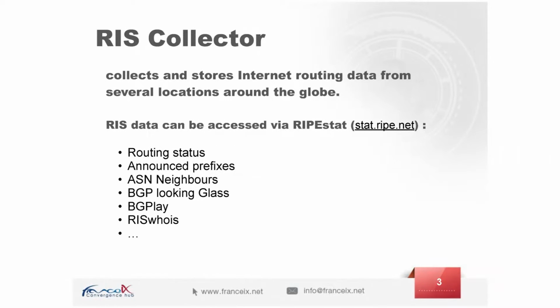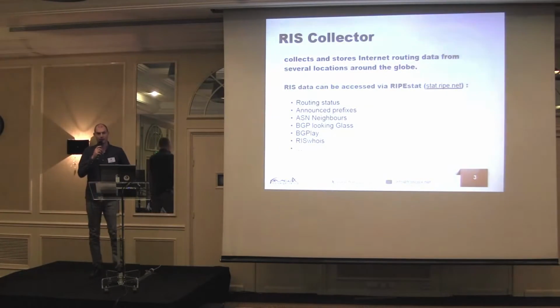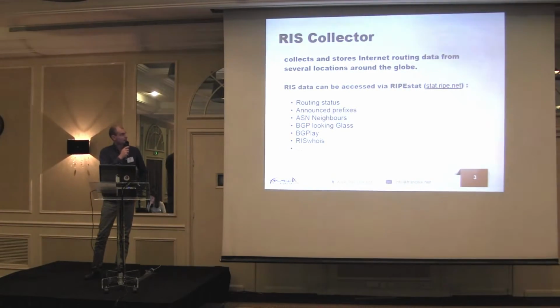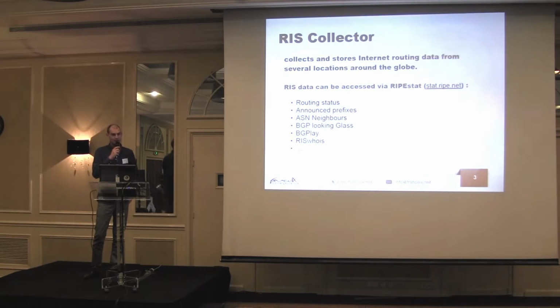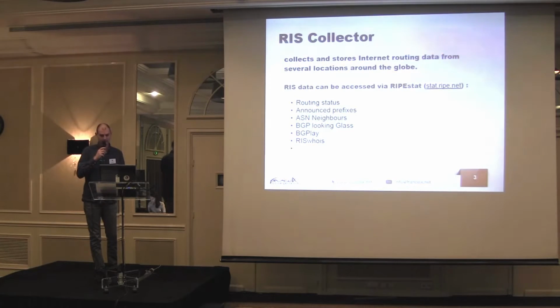So what is the RIS collector? The aim is to establish BGP sessions with peers on FENIOUX and collect and store the BGP updates to make some statistics that you can see on stat.ripe.net. Like for example, the routing status for an AS, the list of prefixes announced by an AS, and other information like the neighboring ASN, some looking glass, and all those things I will show you right now.